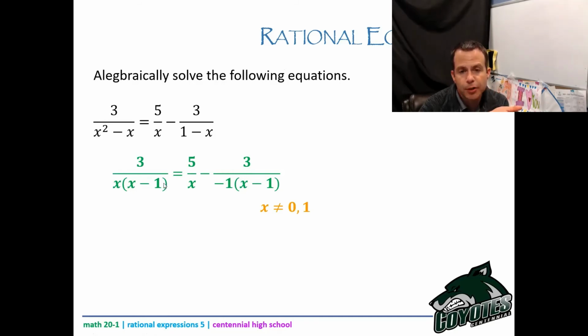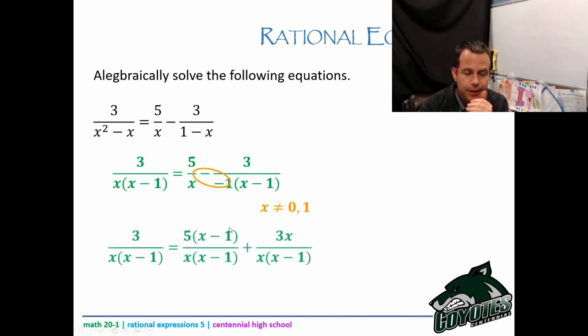And then my common denominator will be x times x minus 1. So this guy's already set. I've got the common denominator. For this fraction, I need the x minus 1. So I'll multiply the top and bottom by x minus 1. And for this fraction, I need the x. So I'll multiply the top and the bottom by x. Okay, and I've already had that conversation with you that that's going to turn into a plus.